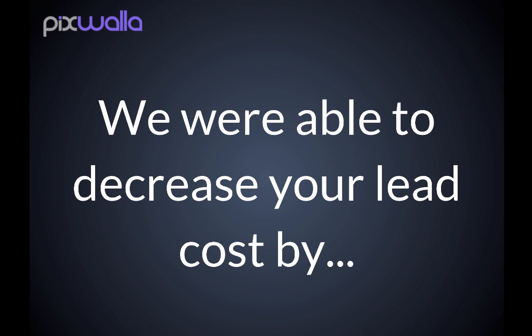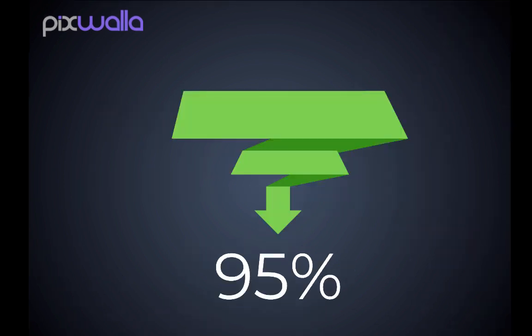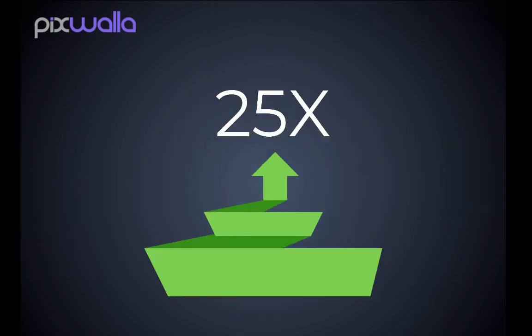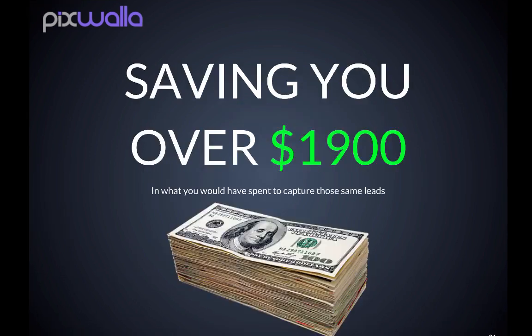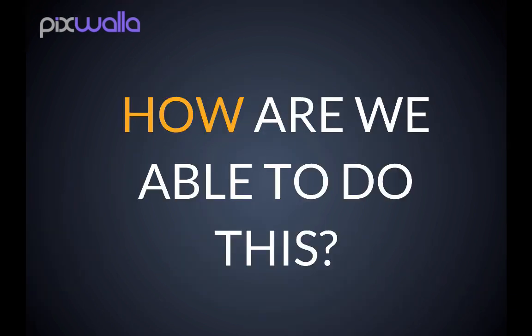All right. So we were able to actually decrease the lead cost by 95%, Jake, 95%. And we were able to increase our lead count by 25 times just by putting the pixel on their website. That, if they were running an ad campaign, would save them over $1,900 on that ad campaign. Now, the big question is, how do we do this?